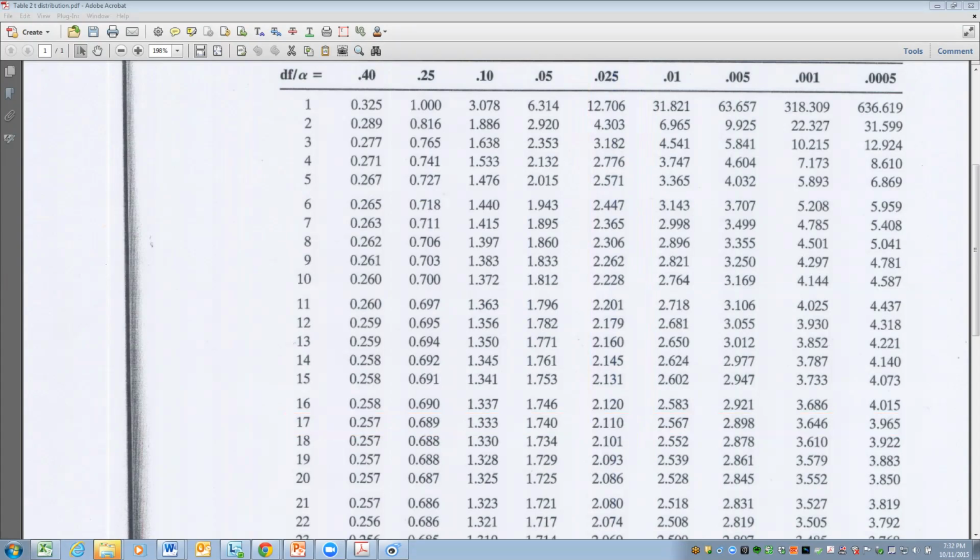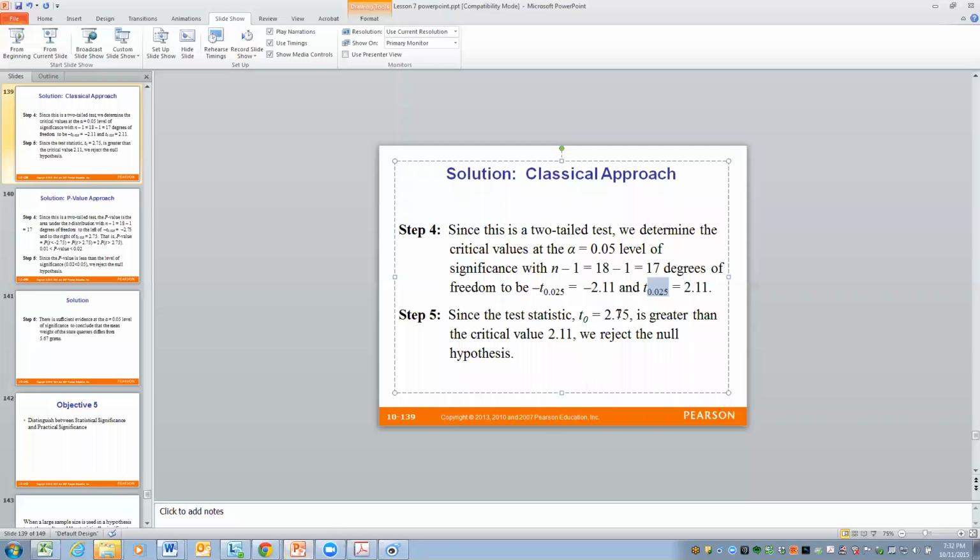So I know that if I go more than 2.11 standard deviations to the right, there's a problem. Or if I go more than 2.11 standard deviations to the left, there's going to be a problem. Since my test statistic is more than 2.11 standard deviations away from the mean, we reject the null hypothesis.